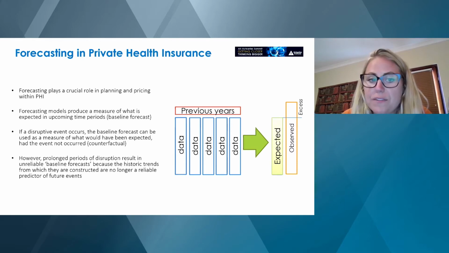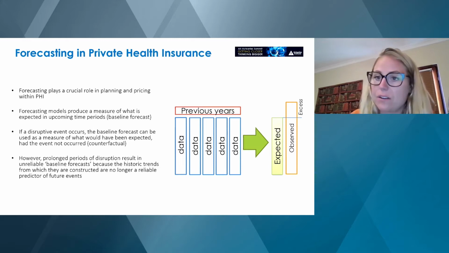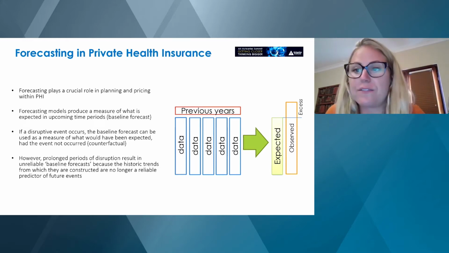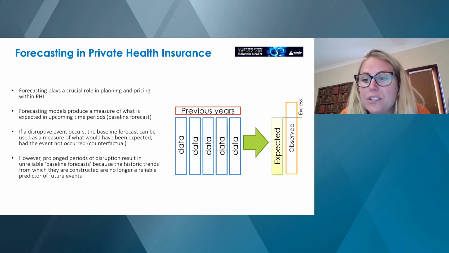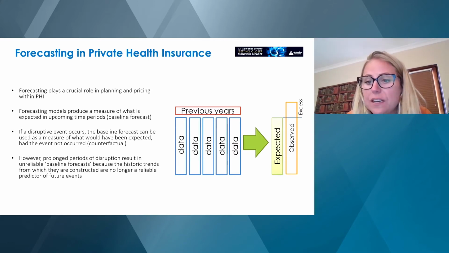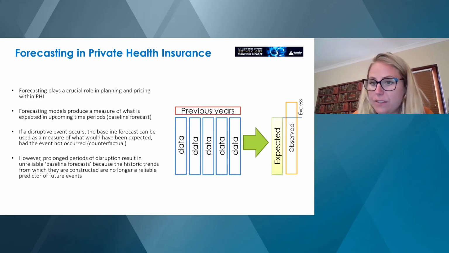And when a disruptive event occurs, such as the COVID-19 pandemic, these baseline forecasts can be used as a measure of what would have been expected had that not occurred. And in statistics, we call that counterfactual analysis. And as you can see on the right-hand side of the screen, you might use previous years of data to estimate what you expect, and then compare. If you use that within that period, you can compare to what you observe within the period and get an overall estimate of excess or impact.